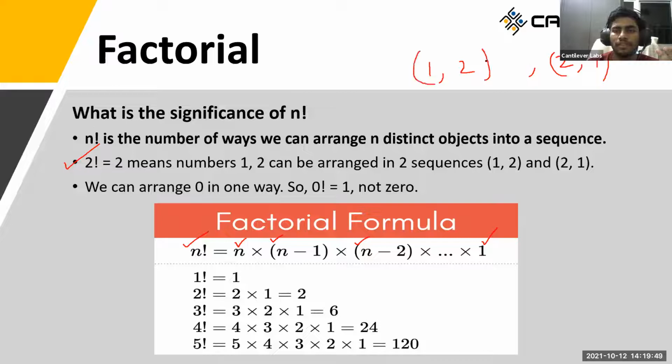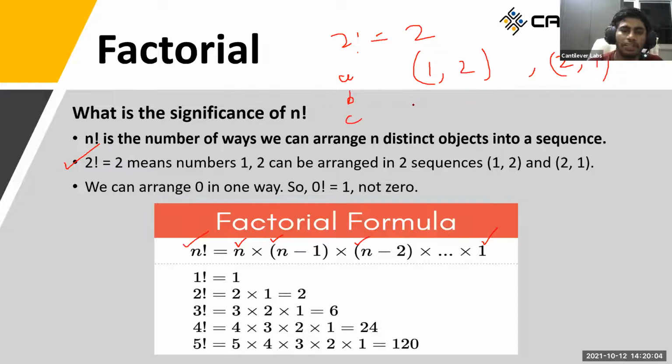So we have just 2 sequences. So hence 2 factorial is equal to 2. So let's say we have 3 objects here. Let's say we have 3 alphabets, A, B, and C. We need to arrange them. So how do you arrange them?